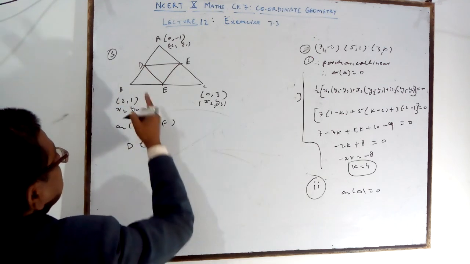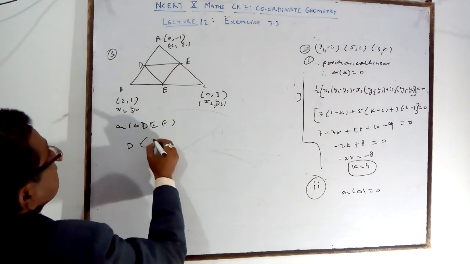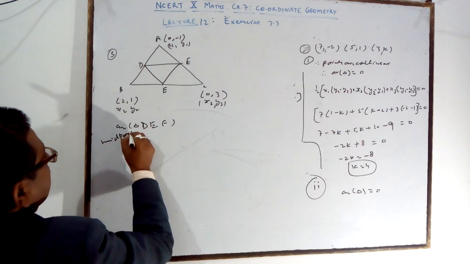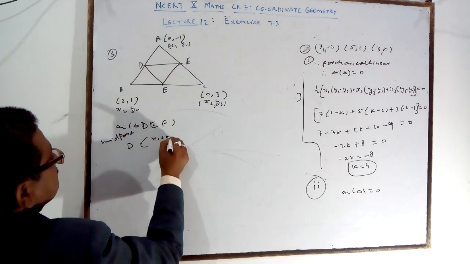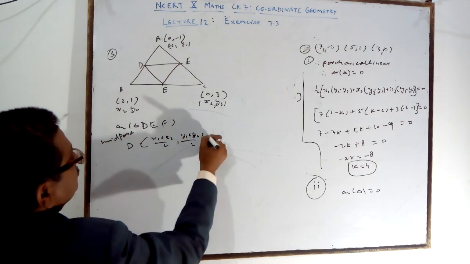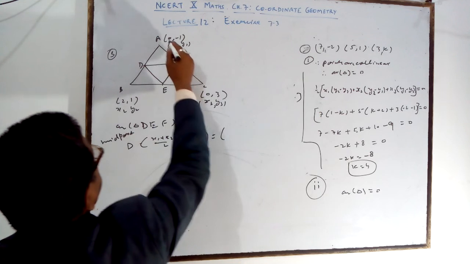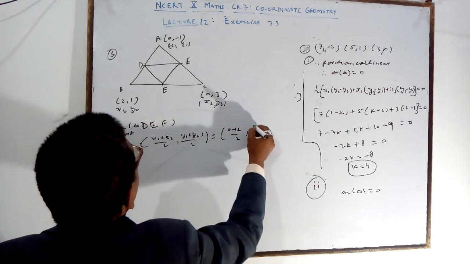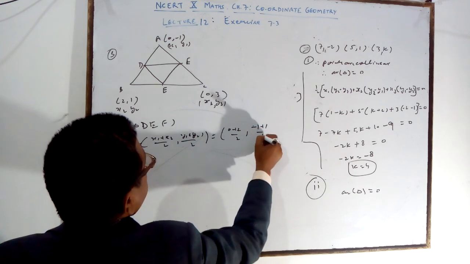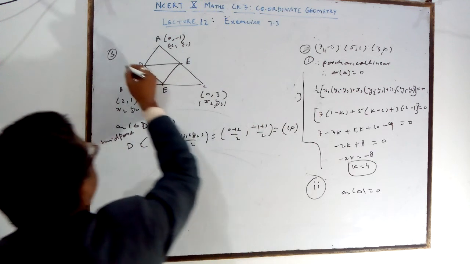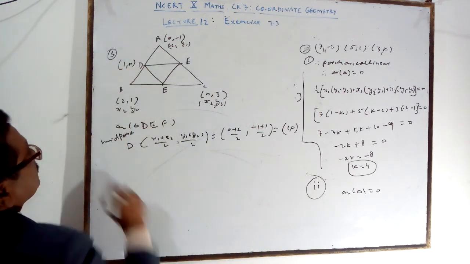So for the area of triangle DEF, the coordinate of D is a midpoint. You apply the midpoint theorem: (x1 plus x2) by 2 comma (y1 plus y2) by 2 will be (0 plus 2) by 2 comma (minus 1 plus 1) by 2. You are getting (1, 0). The coordinate is (1, 0).